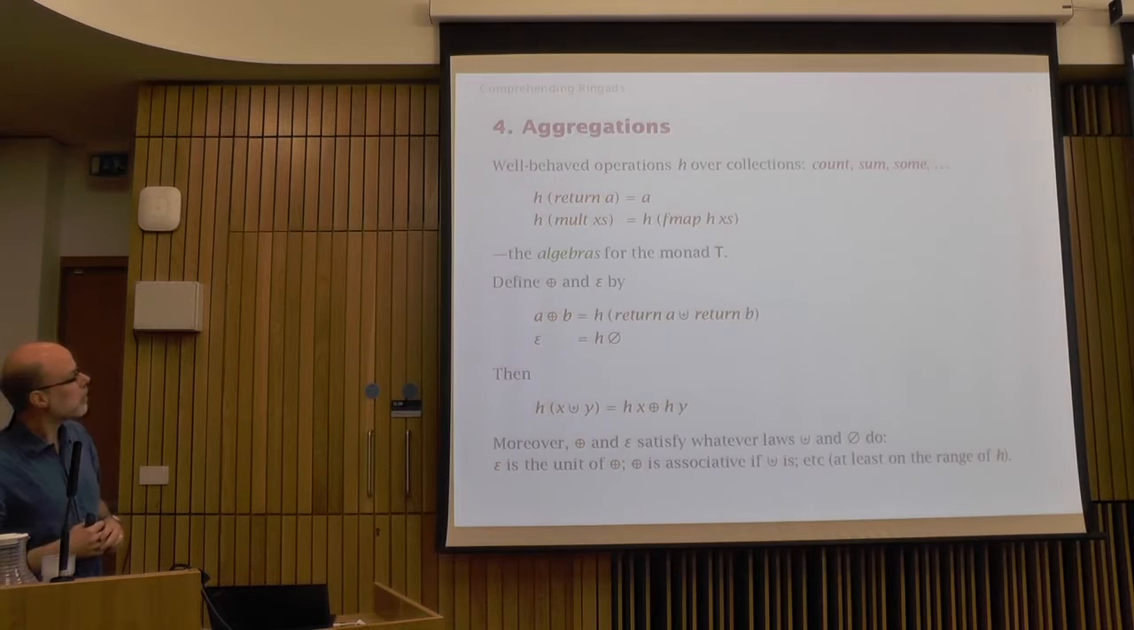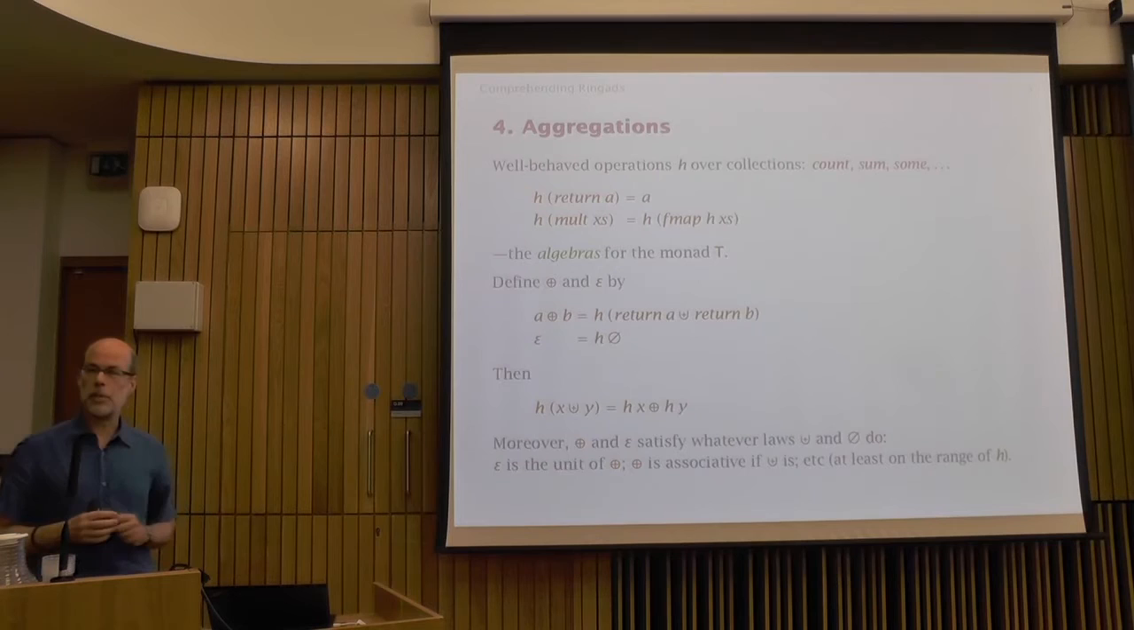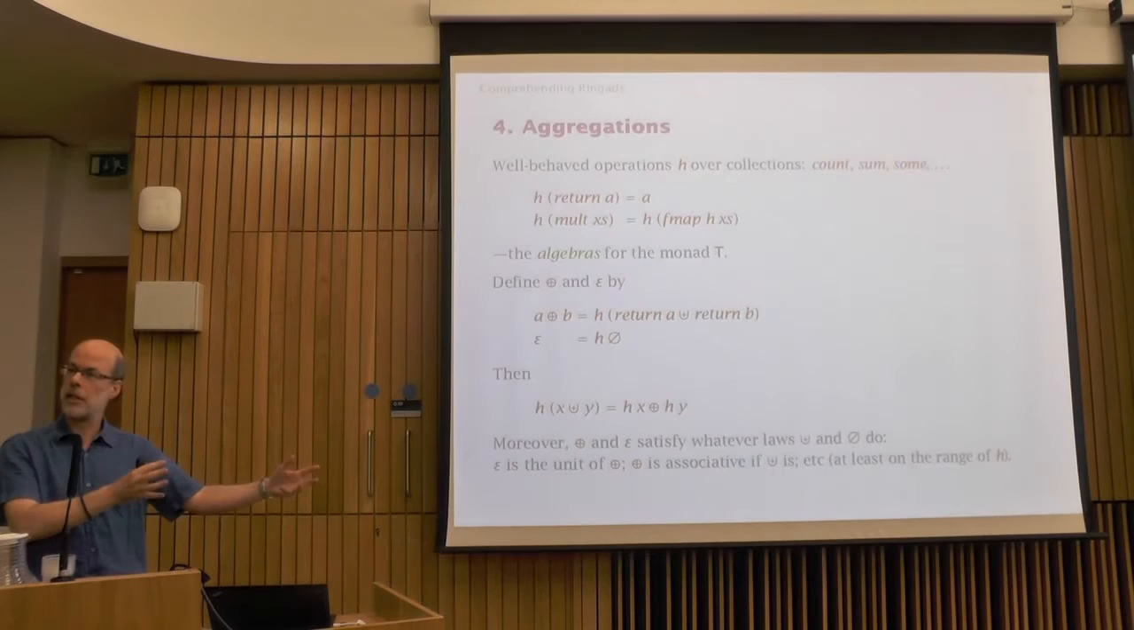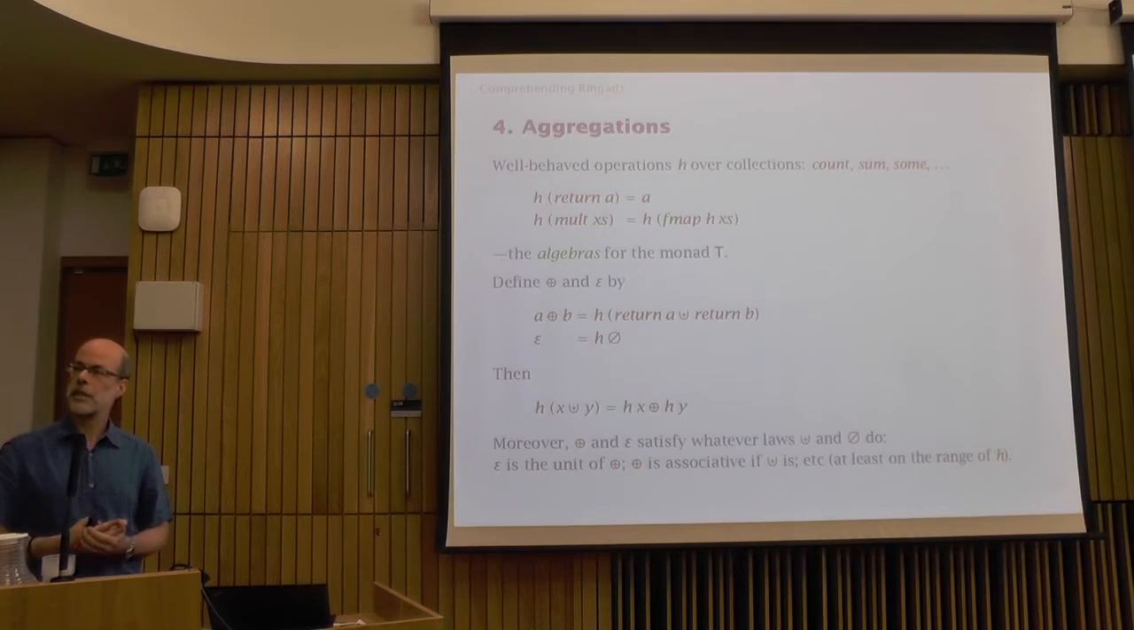Given one of these well-behaved aggregation operators H, I can define a binary operator upon collection elements, plus, which makes a single-element collection from A, makes a single-element collection from B, unions them together to make a two-element collection, and then aggregates that. So that's combining the values of two elements. If your aggregation is to sum the values of a collection of numbers, this is addition.